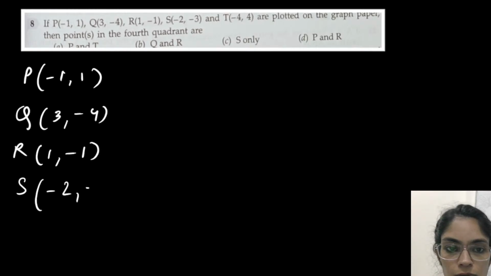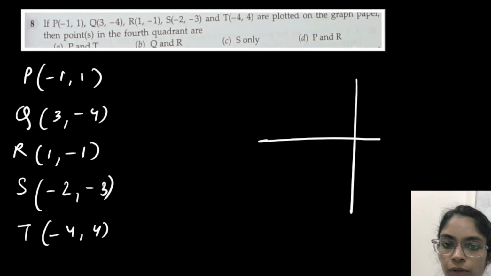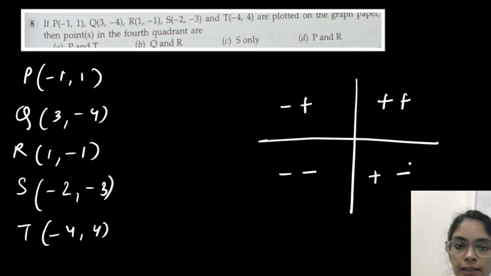Yes, so points P, Q, R, S and T. Some points are there. P's coordinates are minus 1, comma 1. Q's coordinates are 3, comma minus 4. R is 1, comma minus 1. S is minus 2, comma minus 3. T is minus 4, comma 4. They are plotted on a graph paper, and then the points in the fourth quadrant. Fourth quadrant we already know. Again, first quadrant both positive, second quadrant x negative, y positive, third both negative, fourth x positive, y negative. So which of the points lie there?